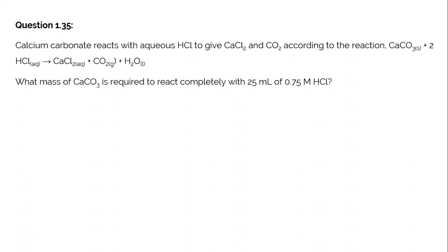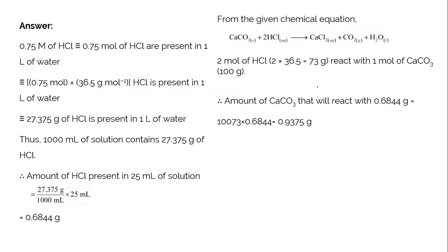Number 1.35. Calcium carbonate reacts with aqueous HCl to give CaCl2 and CO2. And the reaction is given over here. It's broken, but the reaction is CaCO3 plus 2HCl gives CaCl2 plus CO2. Right? And along with the CO2, you also have H2O being released. If this is the reaction, what is the mass of calcium carbonate required to react completely with 25 ml, note the units, 25 ml of 0.75 molar HCl? How to deal with this question?